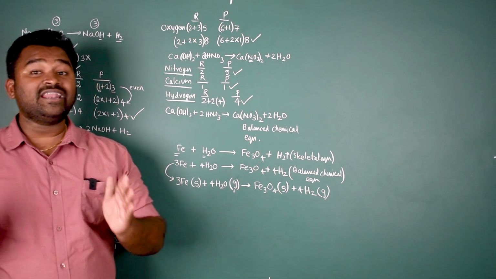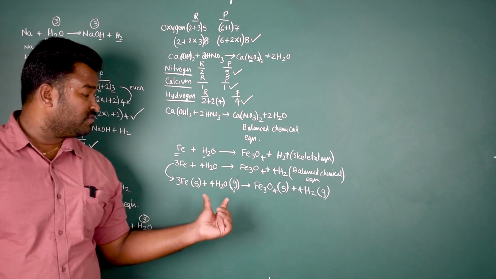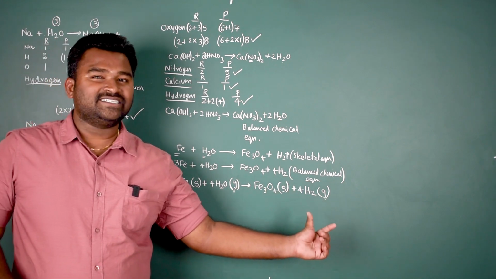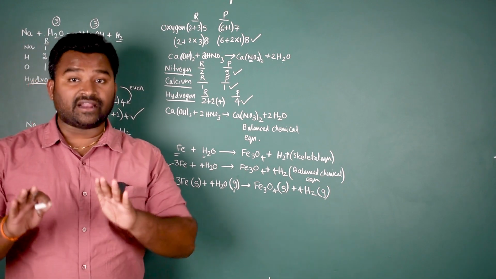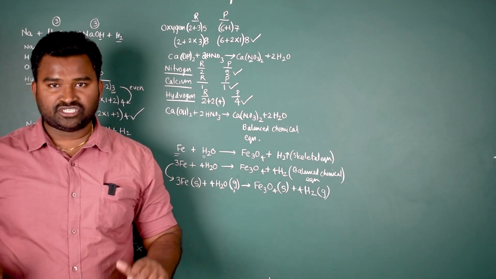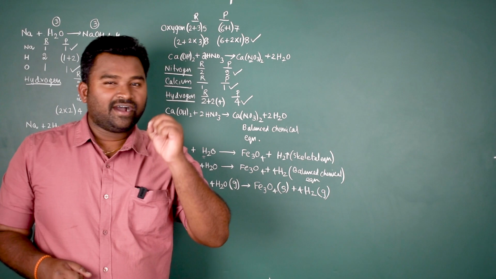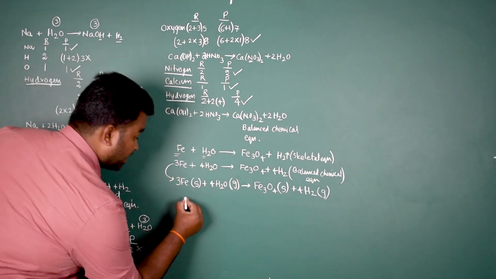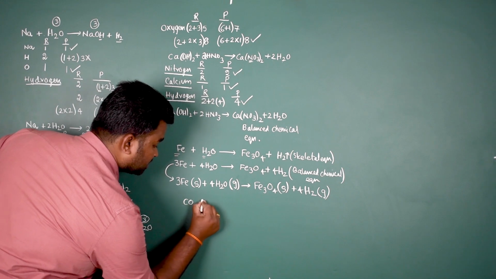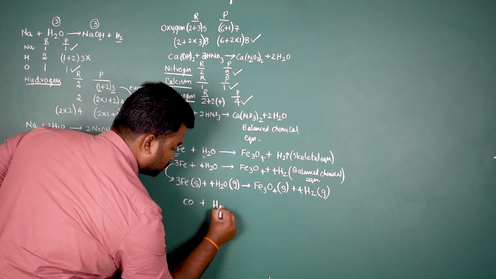So that means we can represent a chemical equation with their physical states in the reactants and the products. We do this only when it is required, or else we don't mention it. You understand this? Now let's take one more equation. Okay, the reaction of carbon monoxide with hydrogen.